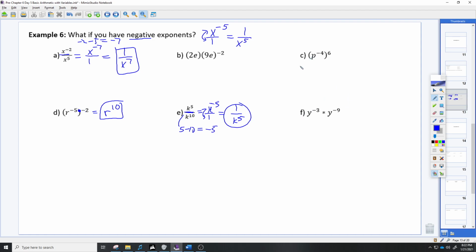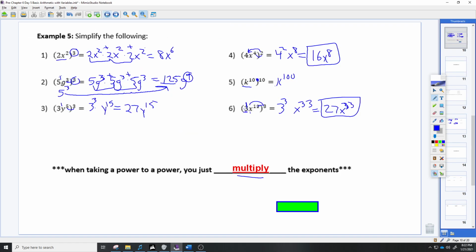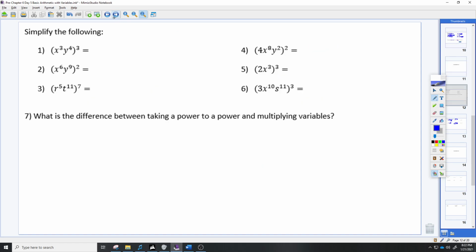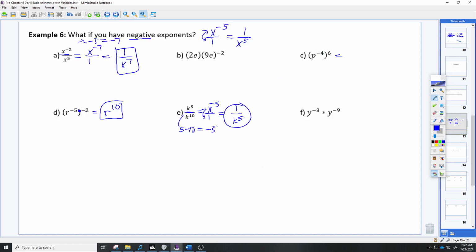All right, let's go to, how about we do C, which is very similar to part D. We have negative 4 as an exponent. It's also being raised to the 6th power. So we have a power to another power. So if you remember, power to a power, you multiply the exponents. So what's negative 4 times 6? That's going to be negative 24. So it's p to the negative 24th power.